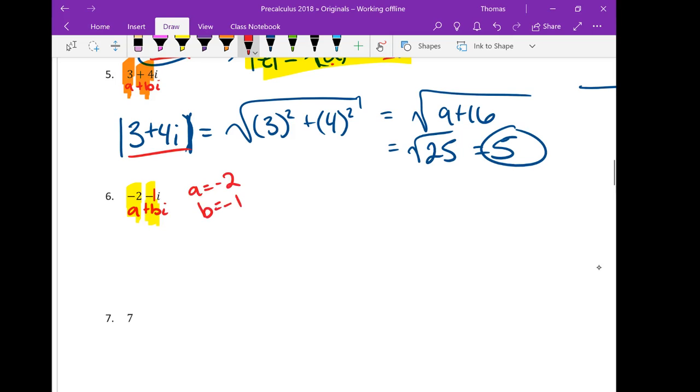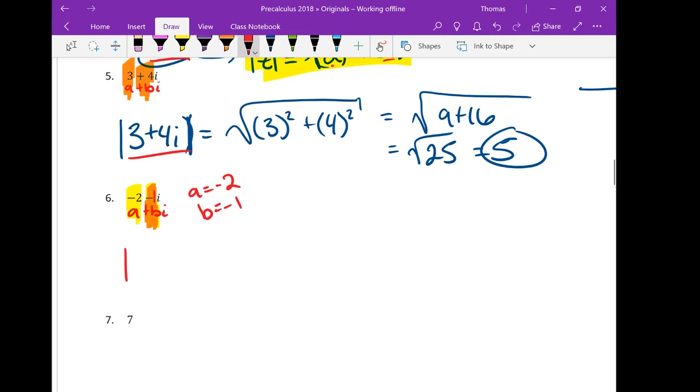A common mistake we saw in class was having b be equal to -i, but remember b is just the coefficient, it's just the term in front of the i. So it should be a real number, and in this case it's -1. So real quick, we can plug these in.